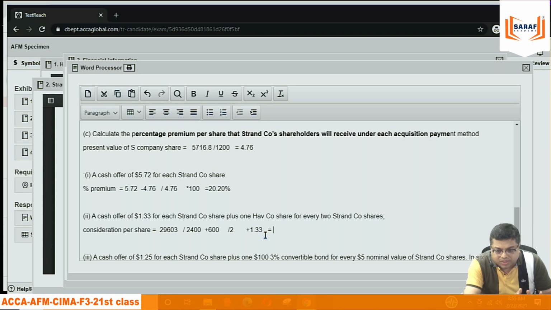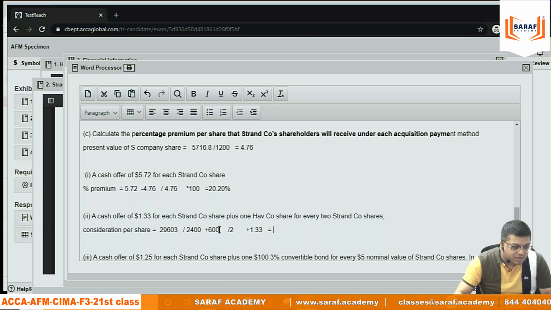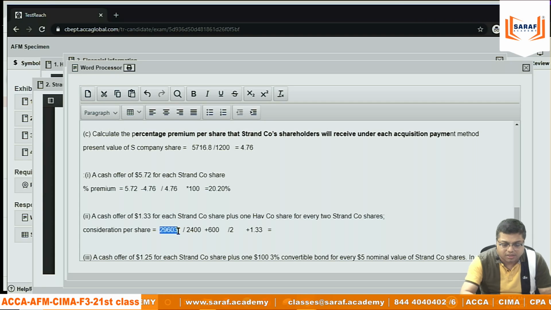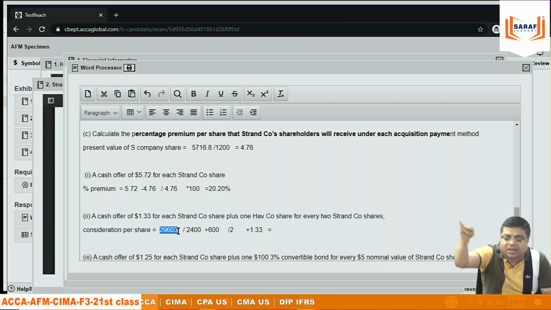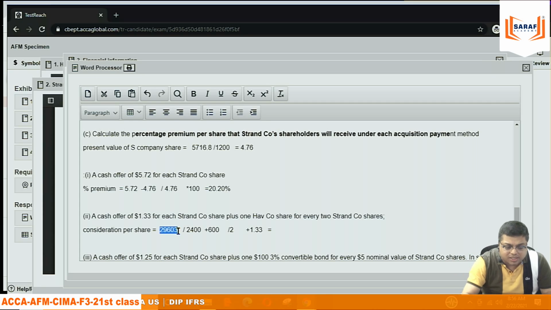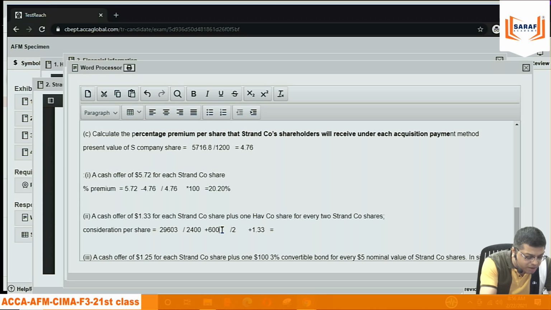29603 will be the combined value after merger. The total number of shares will be 3000. So per share value 9.87, but they are getting 9.87 1 share against 2 existing share. So for every 1 share they are going to get 9.87 by 2 plus 1.33 cash. Which is, you can say, 4.93 plus 1.33. We have calculated total value 29603. Merged company value. The total number of shares of merged company, our shares 2400, their shares 1200, but we are going to give them 1 share for every 2 shares. So against 1200 we are going to give them 600. This is the per share value of the combined company.